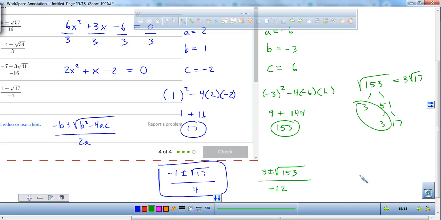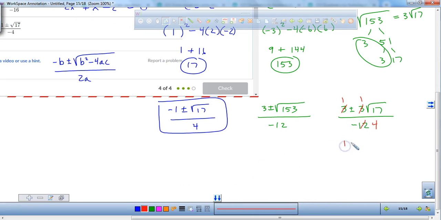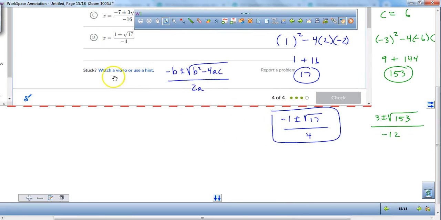You're like, how am I supposed to know that? You have to know how to break down radicals, so it's always better, if you can, to divide everything by a common factor to make your numbers smaller. Now, this would still work, because if I do 3 plus or minus 3 radical 17 all over negative 12, what number goes into 3 and negative 12? Well, that number is 3. I could put a 1 and a 1 and a 4, and what do you get? You get the final answer, 1 plus or minus radical 17 over negative 4, which you can clearly see is the answer that they have listed.